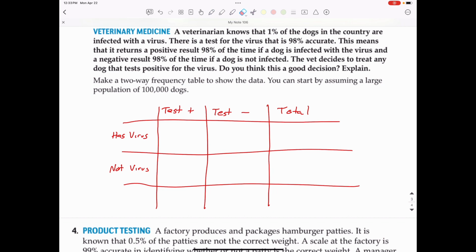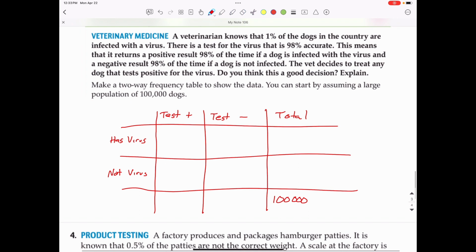So remember from our section on two-way frequency tables that the bottom row and column is the overall total. So we're going to have 100,000 dogs. According to the information that we have, we know that 1% of dogs are infected with this particular virus. So the total for 1% of 100,000 that does have the virus is going to be 1,000. We find that out by taking 1% times 100,000. That means 99,000 do not have the virus.